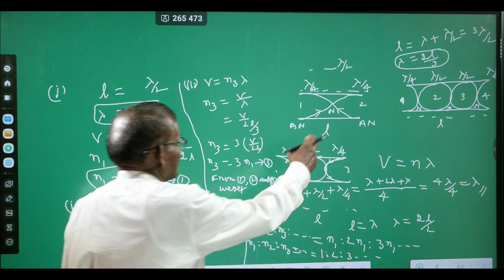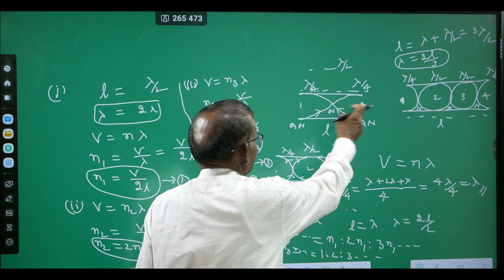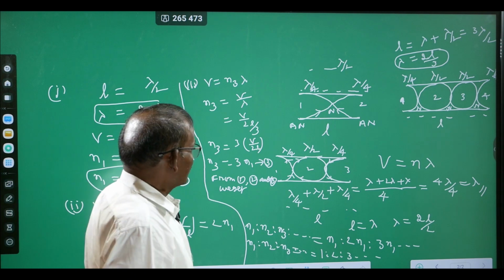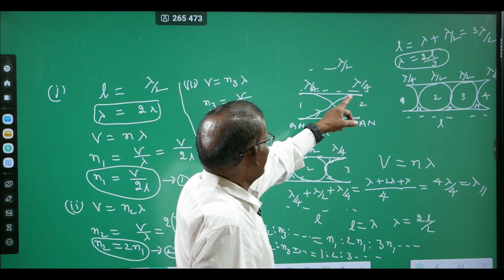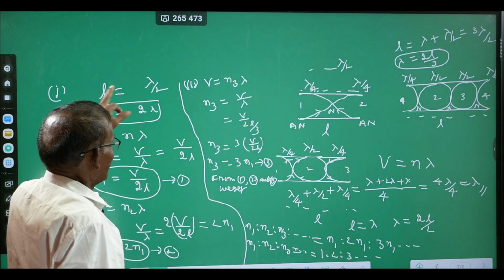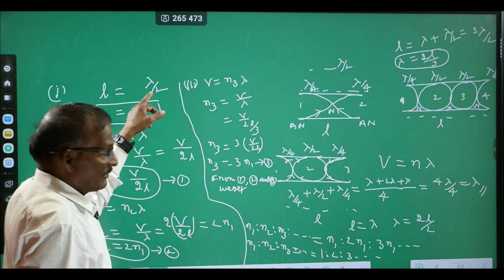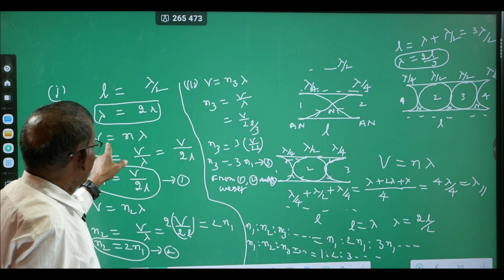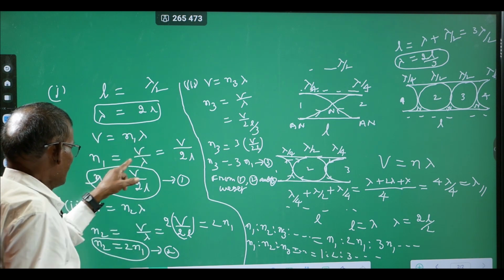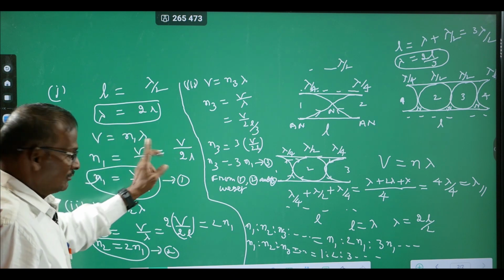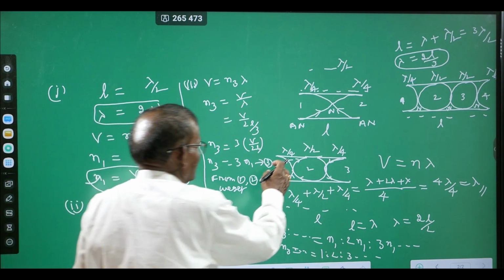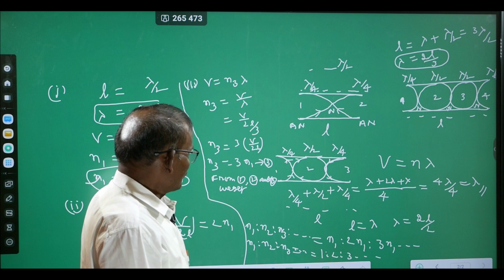So, first we have to take the first diagram in which there is one node and two antinodes. Therefore, this is lambda by 4, lambda by 4, which is equal to lambda by 2. So the total length of the air column is L is equal to lambda by 2. Therefore, lambda is equal to 2L. From the formula V is equal to N lambda, N1 is equal to V by lambda, but lambda is equal to 2L, so N1 is equal to V by 2L. This is equation 1.